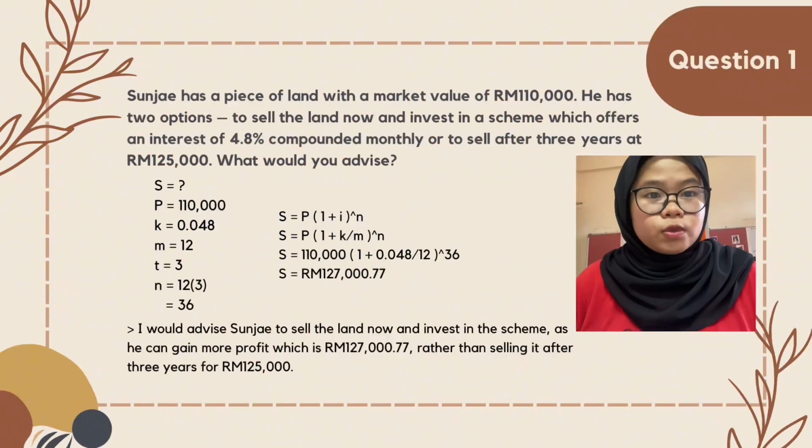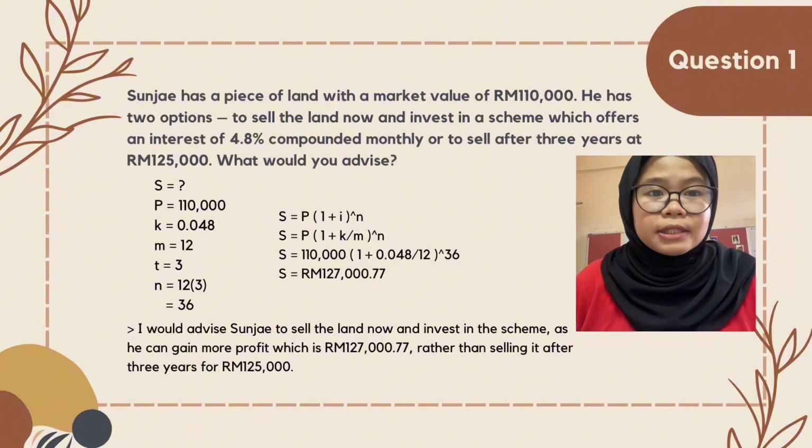Question 1. Sunjay has a piece of land with a market value of 110,000 ringgit. He has two options: to sell the land now and invest in a scheme which offers an interest of 4.8% compounded monthly, or to sell after 3 years at 125,000 ringgit. What would you advise Sunjay?